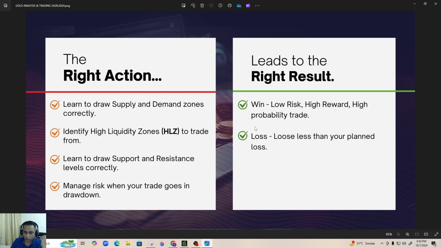All four of them will lead to one of these two results, and both are the right result. If you have a win, you'll have a low risk, high reward, high probability trade like I did today. If you have a loss, you will lose less than your planned loss if you learn how to manage risk.